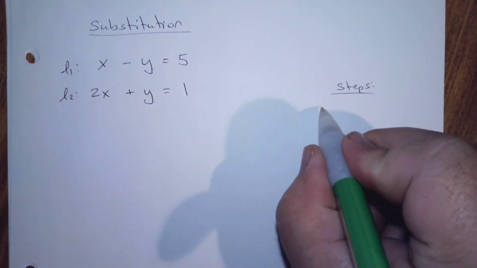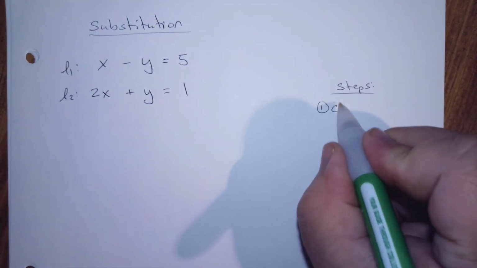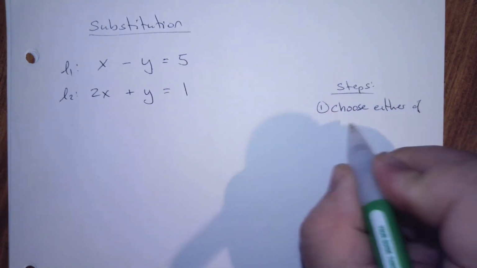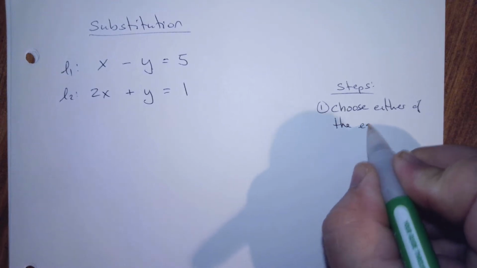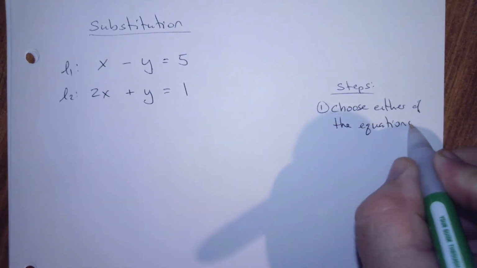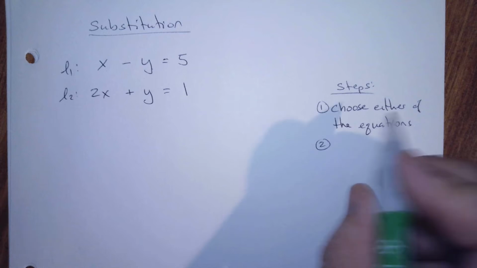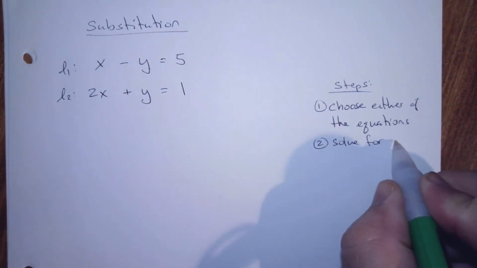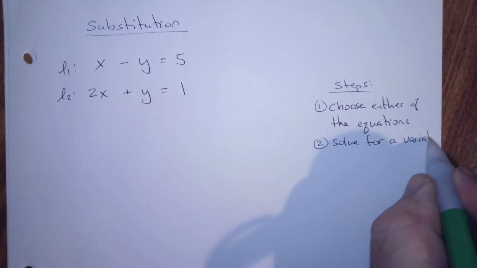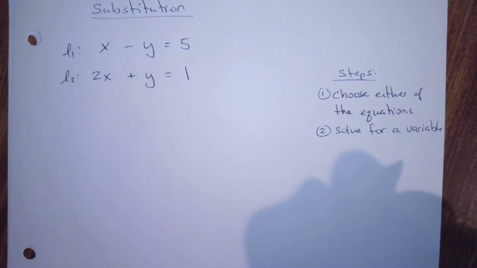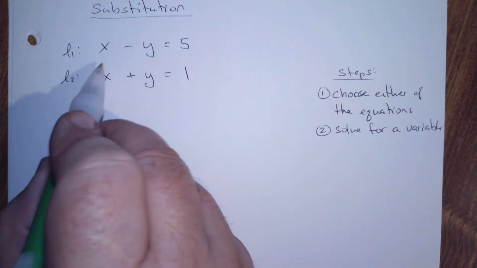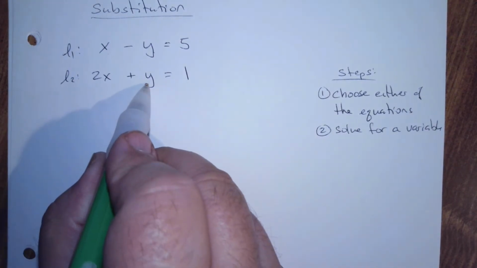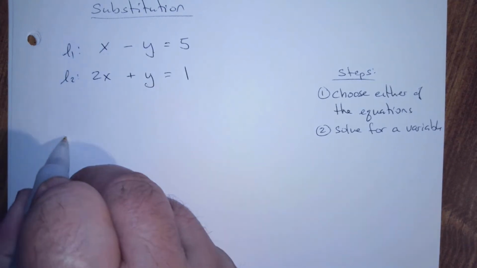What you do here is, first step, choose either of the equations. Doesn't matter which one, because once you pick one, then you're going to solve for a variable. Again, it doesn't matter which one. So in this first one, well, let's look at the second one. It's already got y. I'm going to solve for y. Or how about the first one? I'll take the first one.